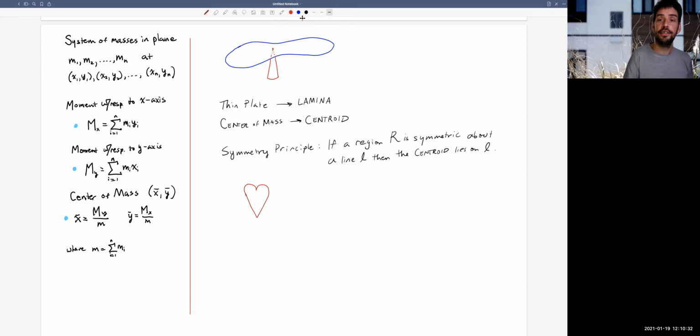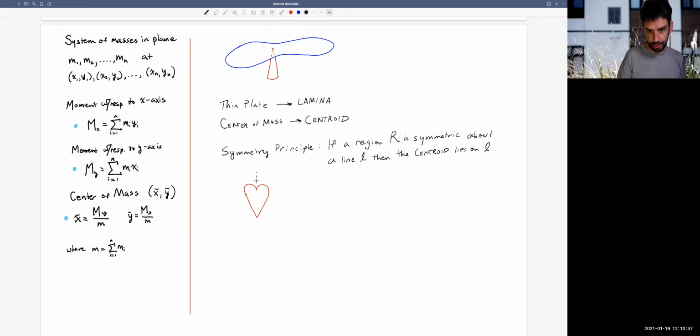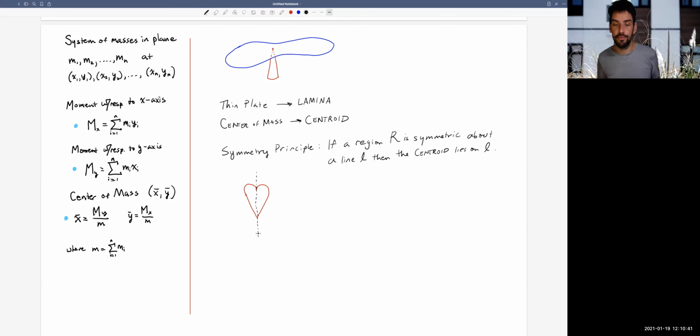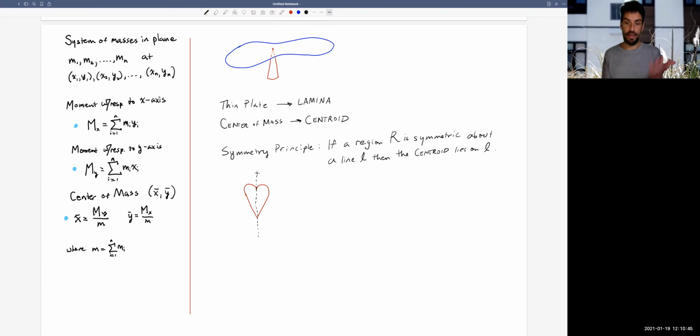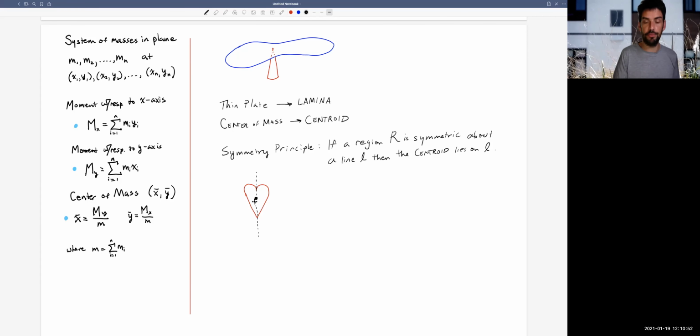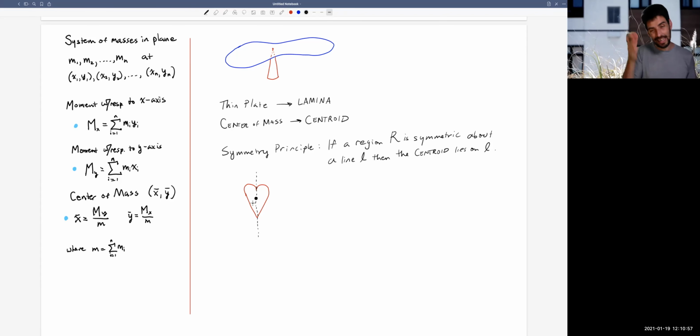So for instance, if we had a region that was shaped like a heart, I think if you imagine that I drew this perfectly, we can see that down this pretend straight line, the heart is symmetric about that, right? You can reflect it over that line and you get the same shape. What we know from the symmetry principle is that wherever the centroid is, it lies on that line, right? I don't know how far up or down the line it is, but I know it's going to be right in the horizontal middle of that heart, right on that line.